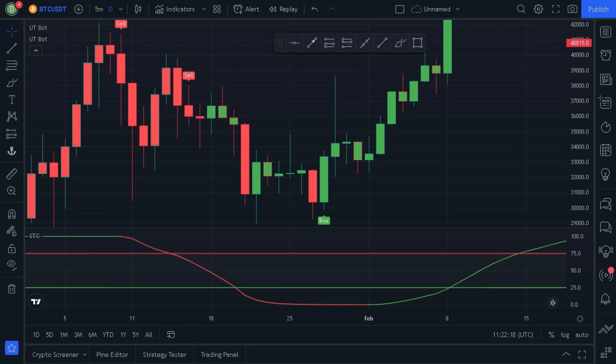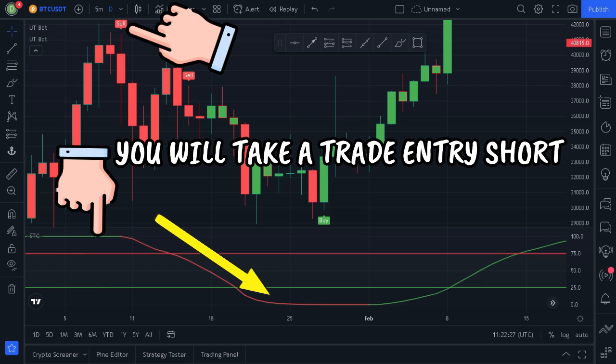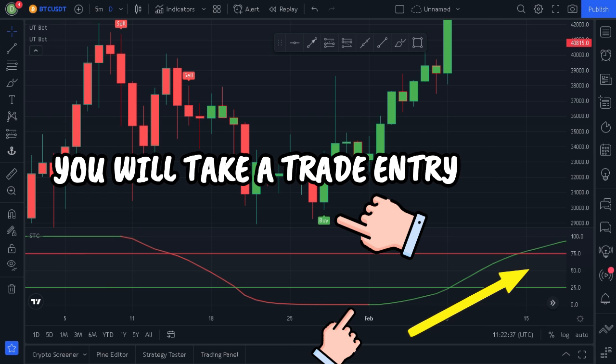The simple rule is that when we get a sell signal like this, the green line should change to red and be above the red line and moving downwards like this, and then we will take a sell trade. In the same way, when we get a buy signal like this, the red line should change to green and be below the green line like this, and it should be moving upward, and then we will take a buy trade. Now let's take some examples using the combination of these indicators.